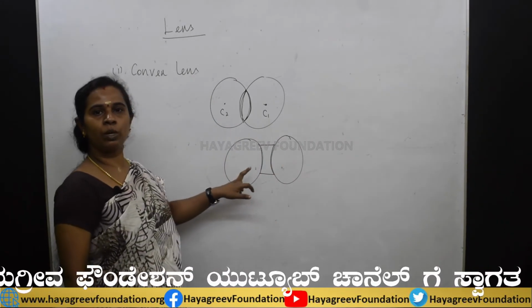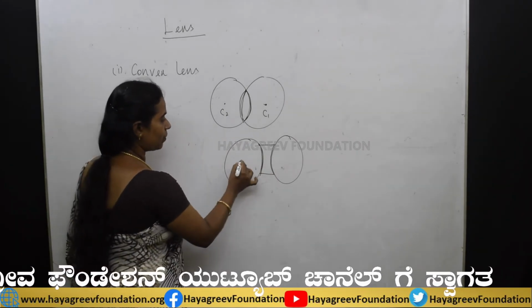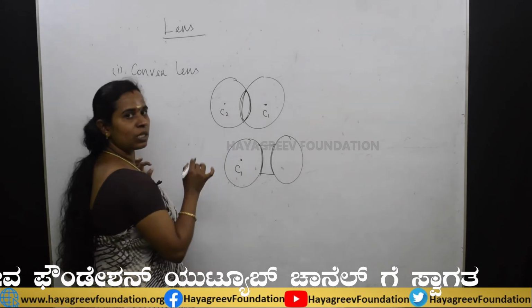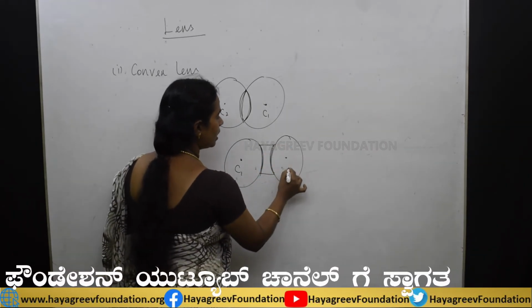A concave lens is also a part of two spherical surfaces. For the first curved surface, this is the center of curvature. For this we mention C1. For the next curved surface, the center is C2.